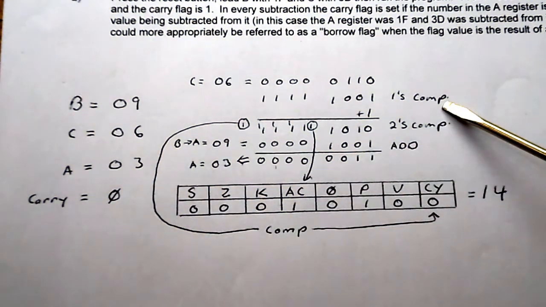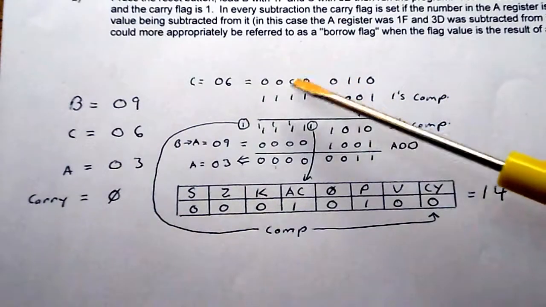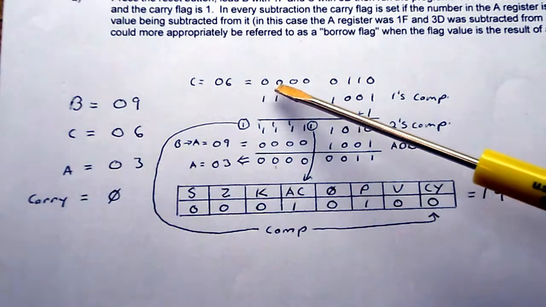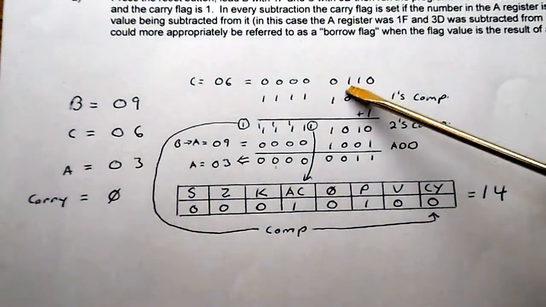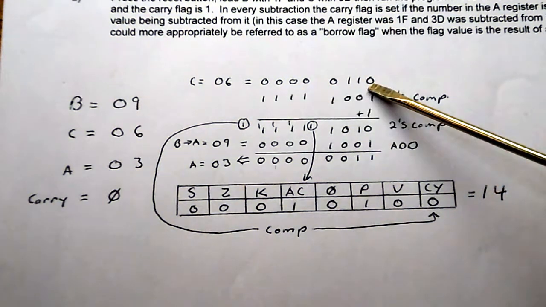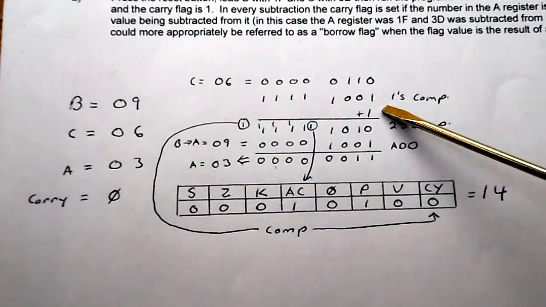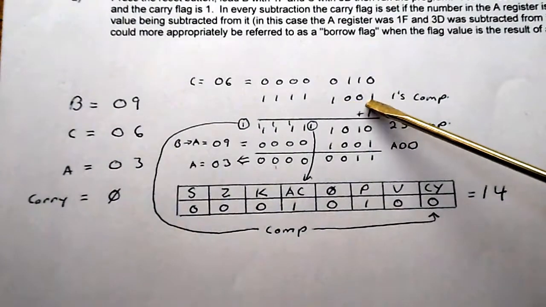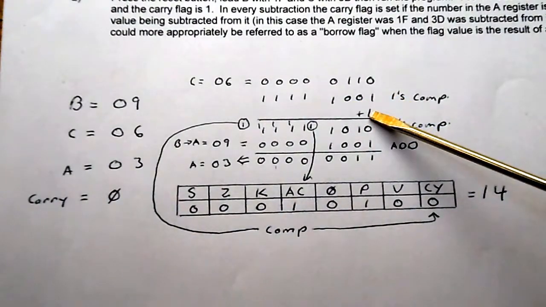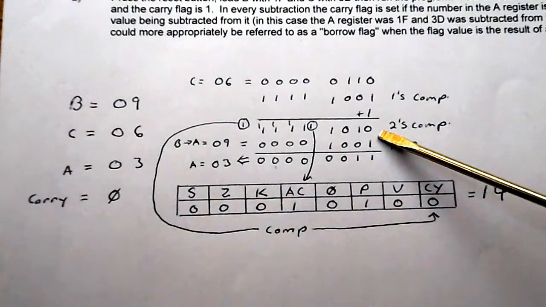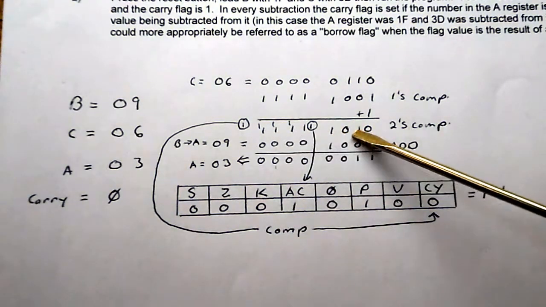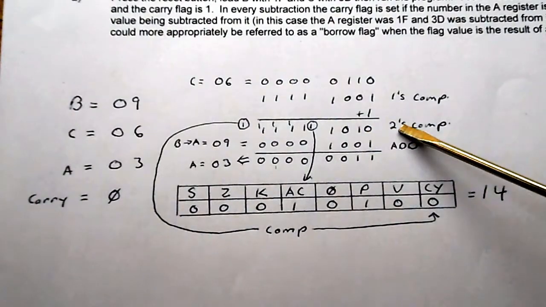Internally, what happens is the microprocessor takes C, which is 0, 6, which is 0, 0, 0, 0, 0, 1, 1, 0, and it does the 1's complement of that. So we end up with 1, 1, 1, 1, 1, 0, 0, 1. And then it adds 1 to that number to come up with the 2's complement. So that's 1, 1, 1, 1, 1, 0, 1, 0. That's the 2's complement of the number 6.